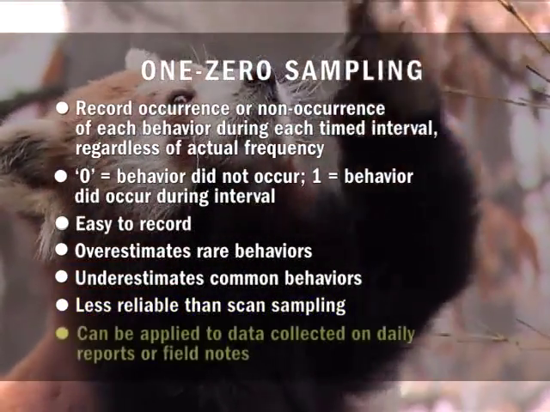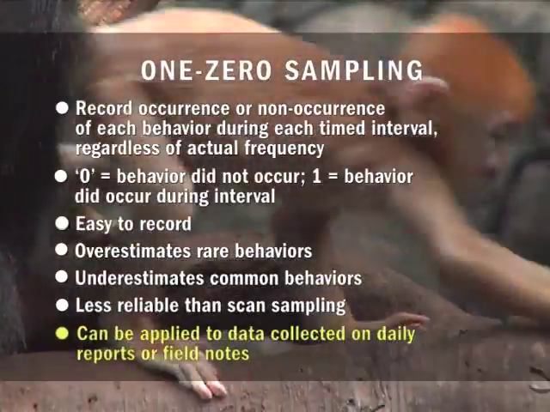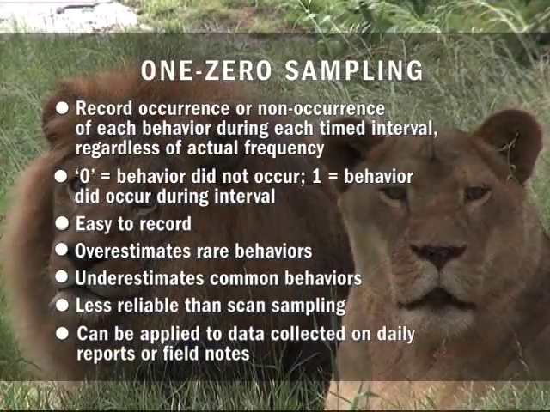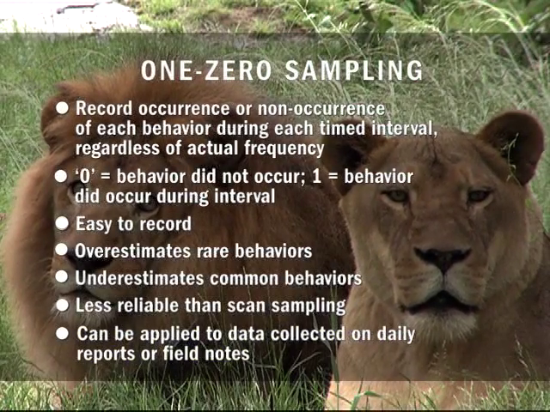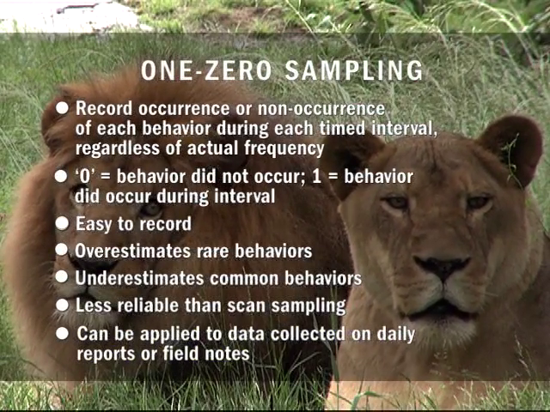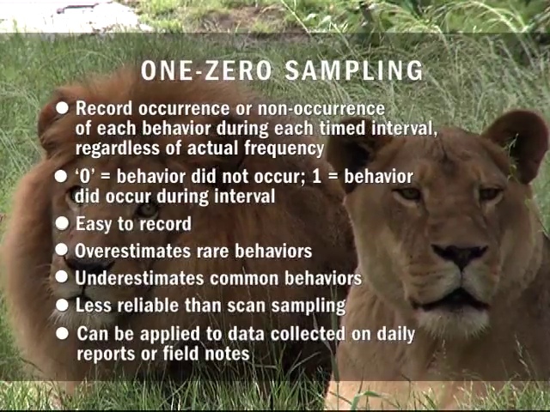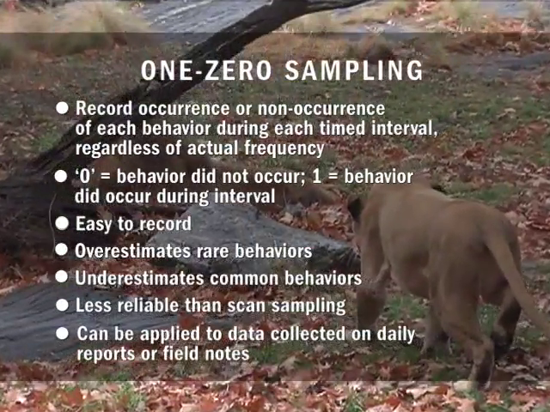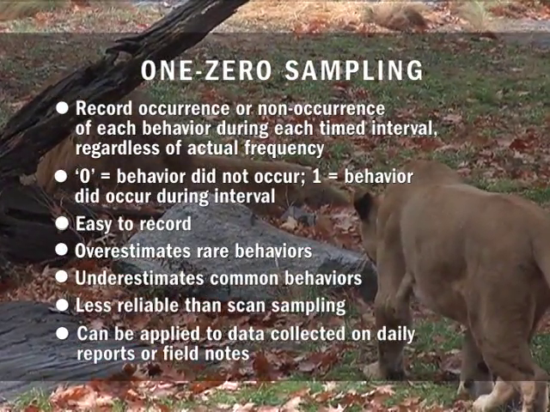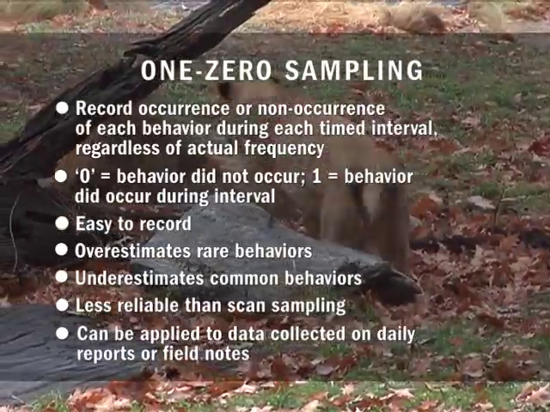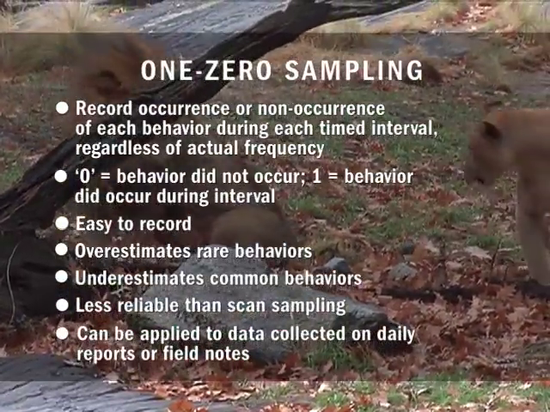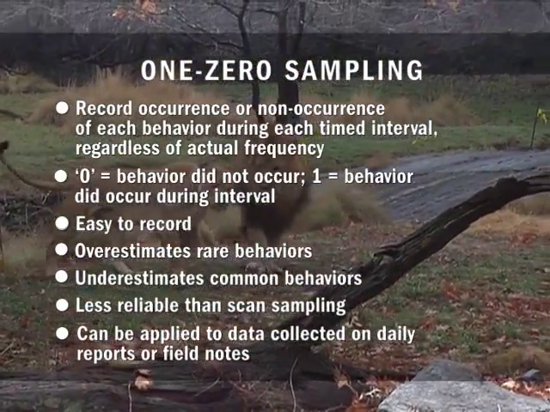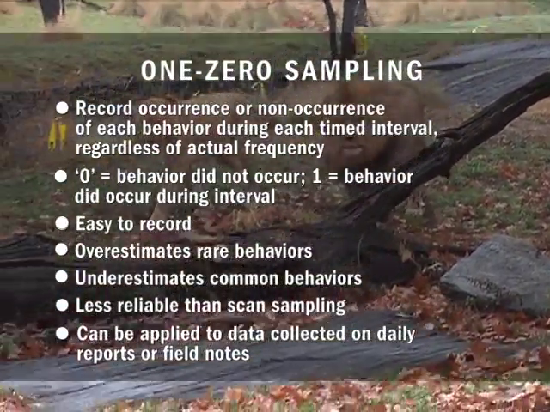However, this method is a good way to quantify behaviors recorded in keeper reports or field notes. For example, if you were interested in reproductive behavior but only had daily keeper reports as a data source, you could review each report and record a 0 for each day no breeding behavior was observed and a 1 for the days it was observed. This effectively converts the non-quantitative data in the reports to quantitative data that can be analyzed, but only if the reports were kept in a systematic manner to begin with.